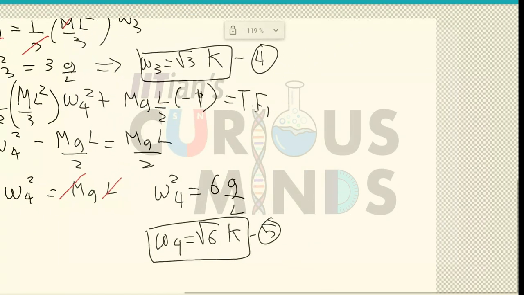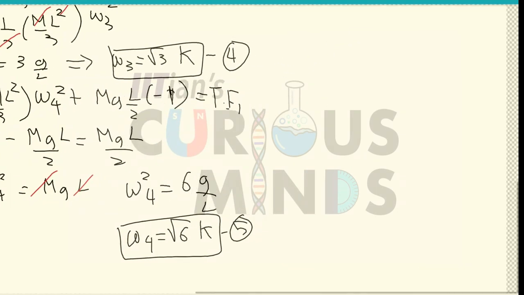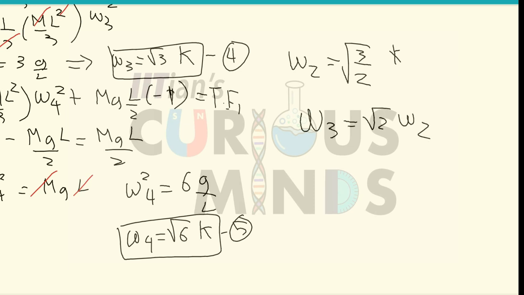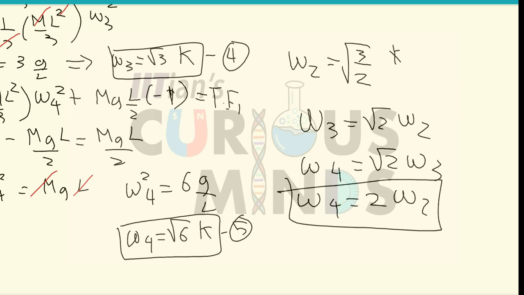Let us find out the relationship between omega 2, omega 3 and omega 4. Omega 2 over here is equal to root 3 by 2 k. So I can say that the relationship between omega 2 and omega 3 is that omega 3 will be equal to root 2 times omega 2, and omega 4 is equal to root 2 times omega 3. So basically omega 4 will be equal to 2 times omega 2. I am just equating all this part.